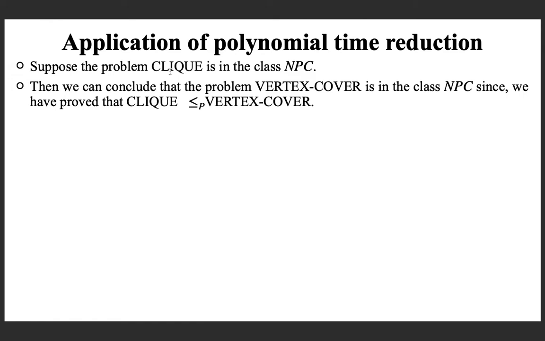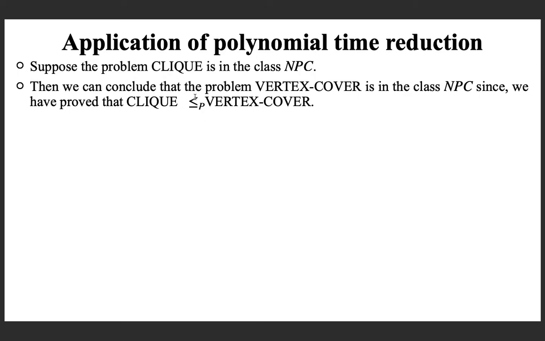Now, if you know that clique is an NP complete problem, then you can prove that the vertex cover is an NP complete problem, because in the previous lecture we have seen a polynomial time reduction from the clique problem to the vertex cover problem. We already know that the clique problem is NP complete. That means an arbitrary problem in the class NP, say P, can be reduced to clique in polynomial time.